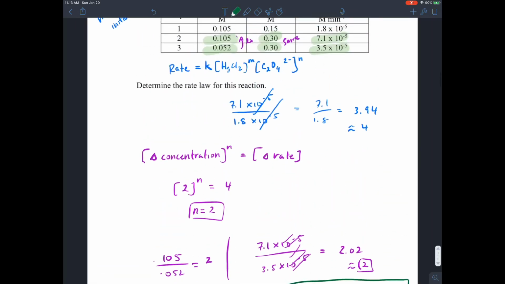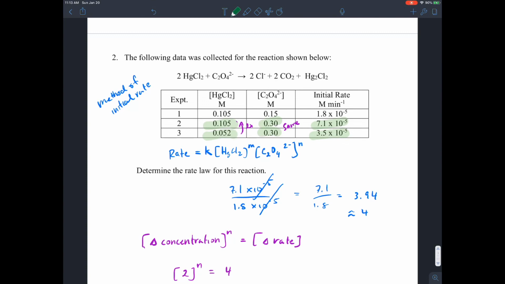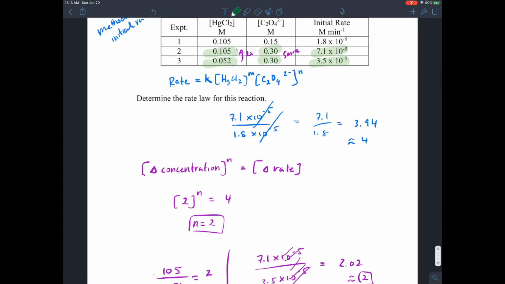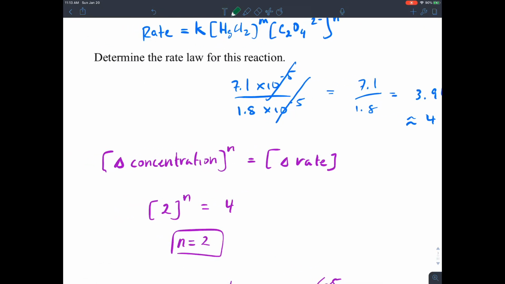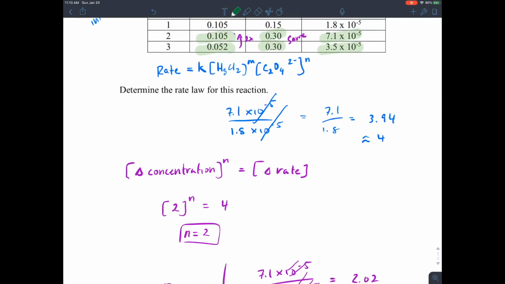I hope this was helpful. As a quick recap, take a look at the different experimental data they give you. Find when one concentration is held constant and the other is altered by some factor. Analyze what the rate change was from reaction to reaction. And then we can implement our little equation here. The change in concentration raised to n is equal to the change in the rate, as we see here. Once you do that, you can get the orders of your reactants fairly quickly.